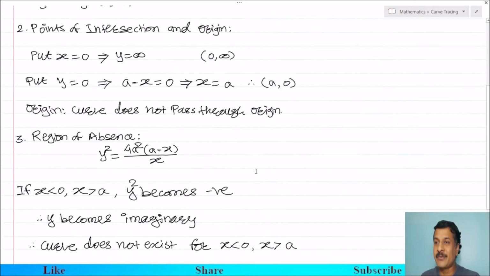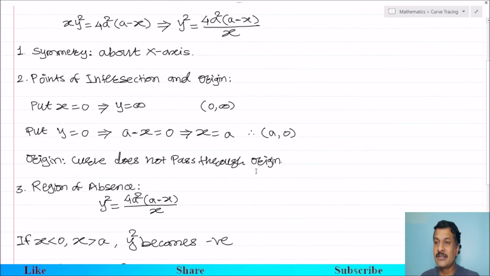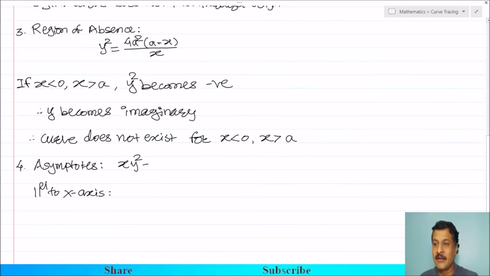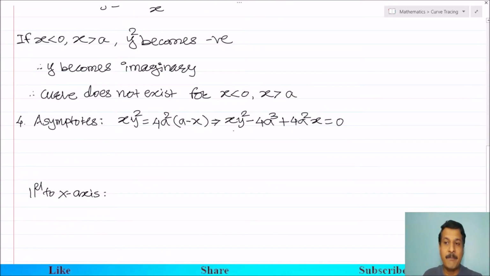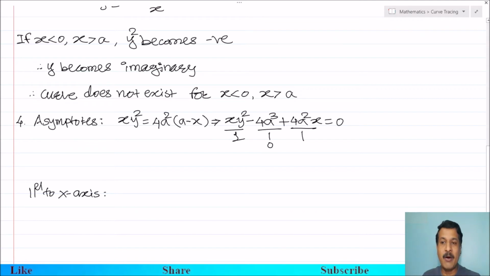So solve this equation. The given equation is xy square equal to 4a square into (a minus x). So solve this one. This implies xy square minus 4a cube plus 4a square x equal to 0. Here the power of x is 1. Here the power of x is 0. Here the power of x is 1.